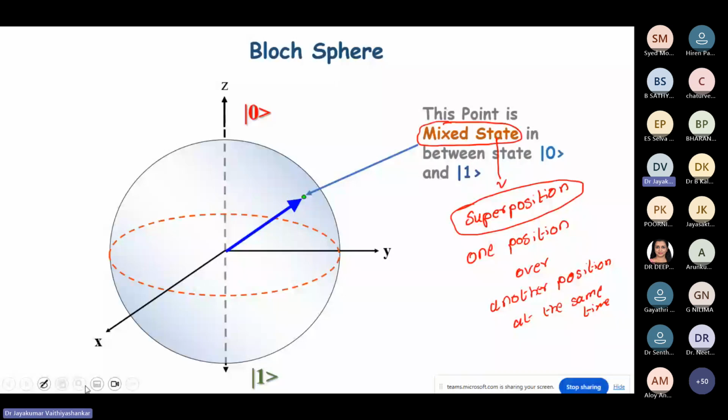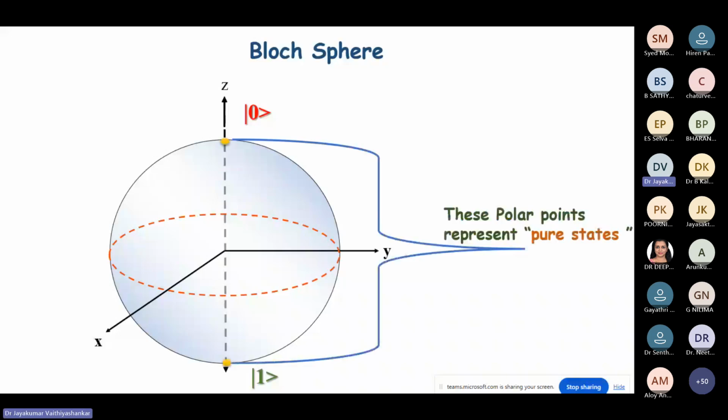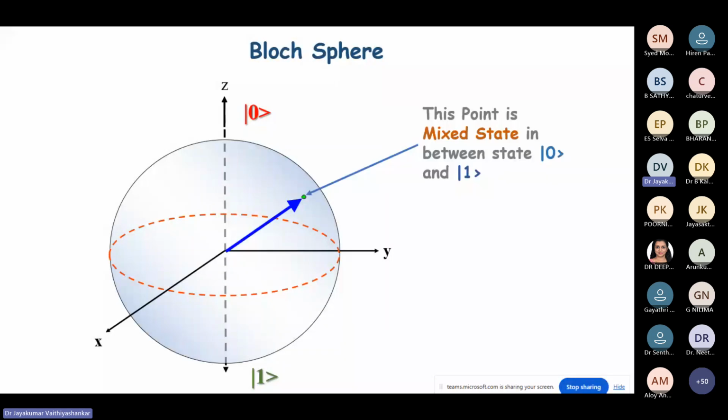So I will try to cover from the previous slide. We have two points. These points are called extreme points, or polar points. They represent your pure states: state 0 and state 1. Take any random point anywhere inside your Bloch sphere. This will represent a mixed state or superposition state.